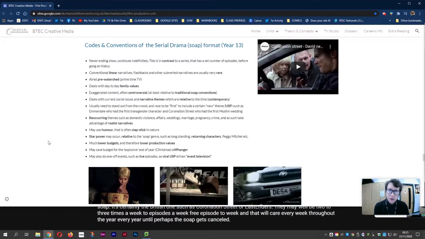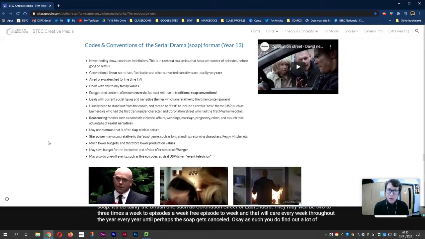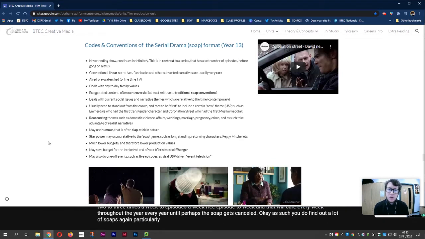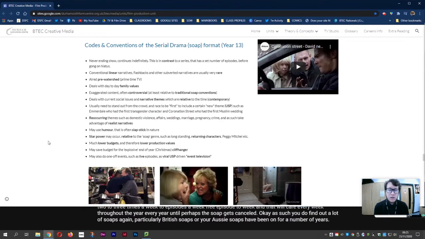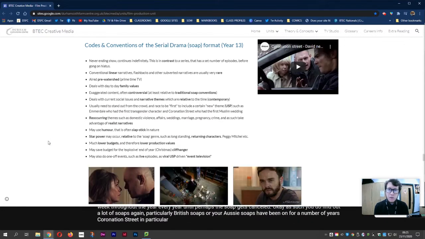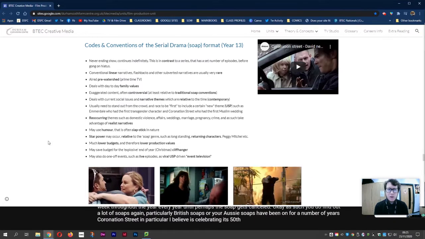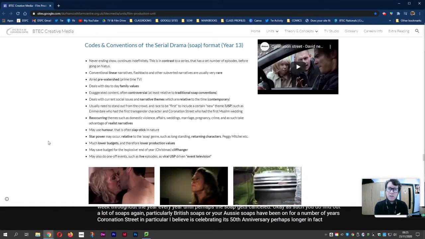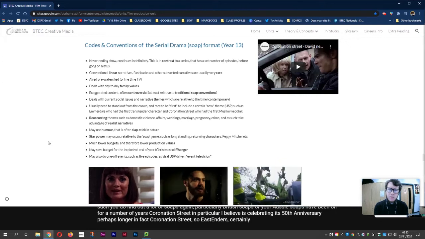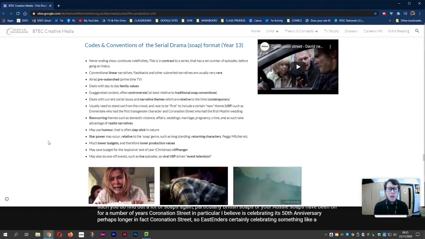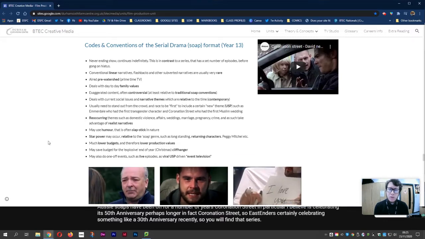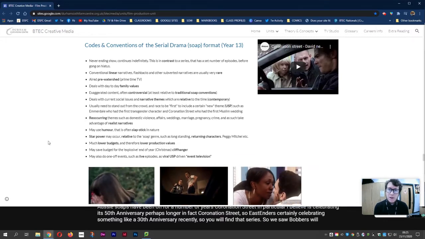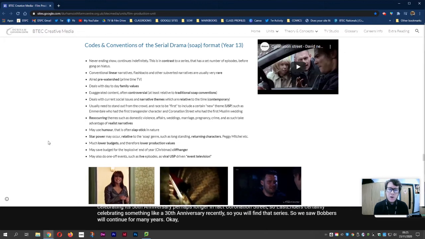As such you do find that a lot of soaps, again particularly British soaps or your Aussie soaps, have been on for a number of years. Coronation Street in particular I believe is celebrating its 50th anniversary, perhaps longer in fact. EastEnders certainly celebrated something like a 30th anniversary recently. So you will find that soap operas will continue for many years.